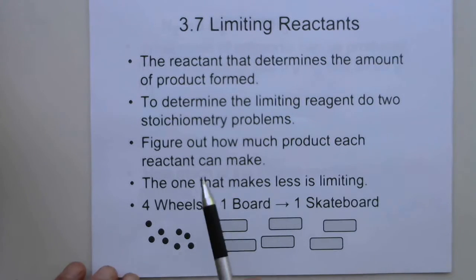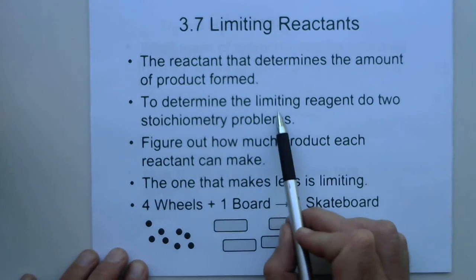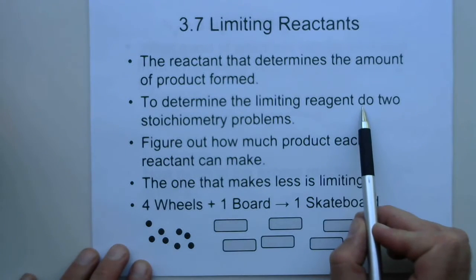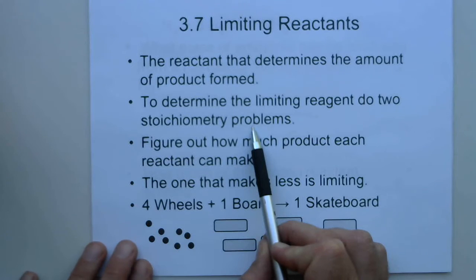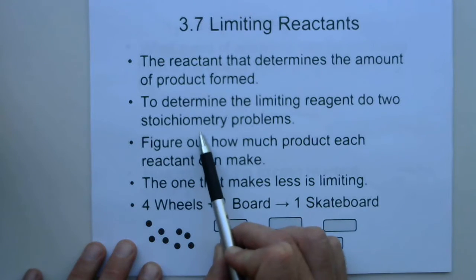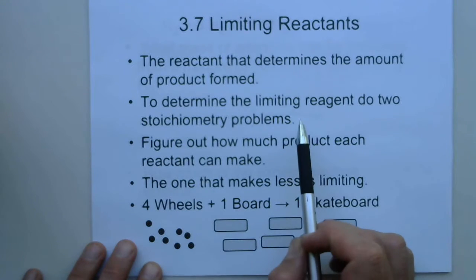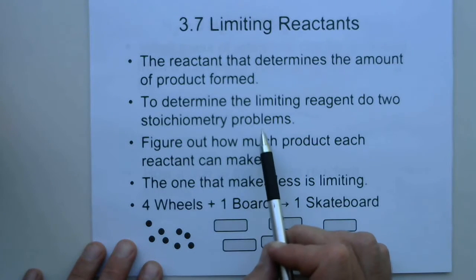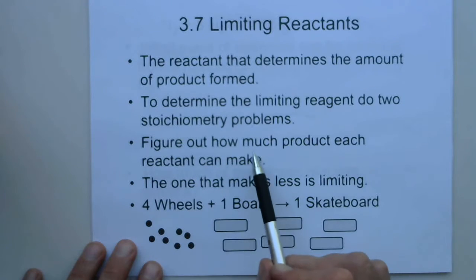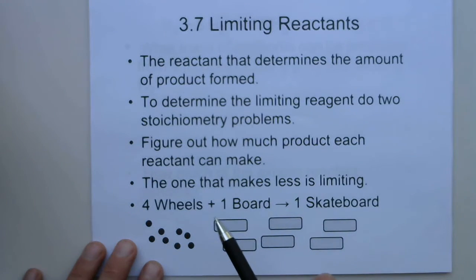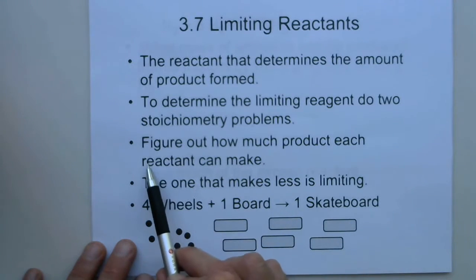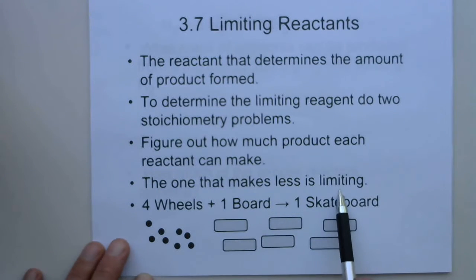The easiest way to determine the limiting reactant is to do two stoichiometry problems. Just like we learned in the last video, we learned how to do basic stoichiometry starting with grams of reactant and going to grams of product. We're going to do that same process twice, see which one produces less, and that'll tell us which one the limiting reactant is. So the one that makes less is the limiting reactant.